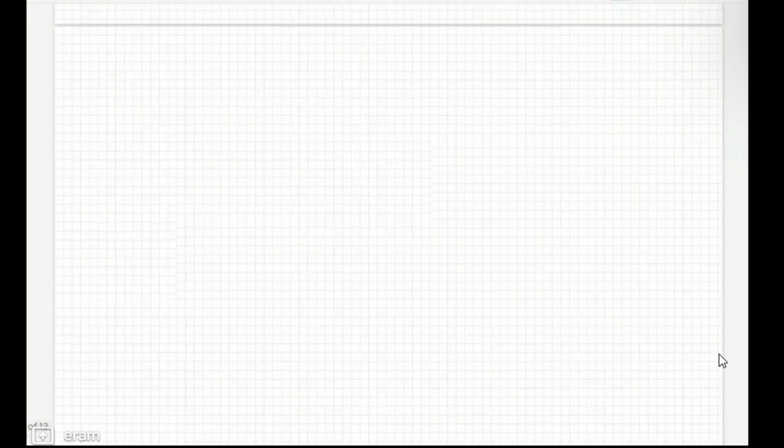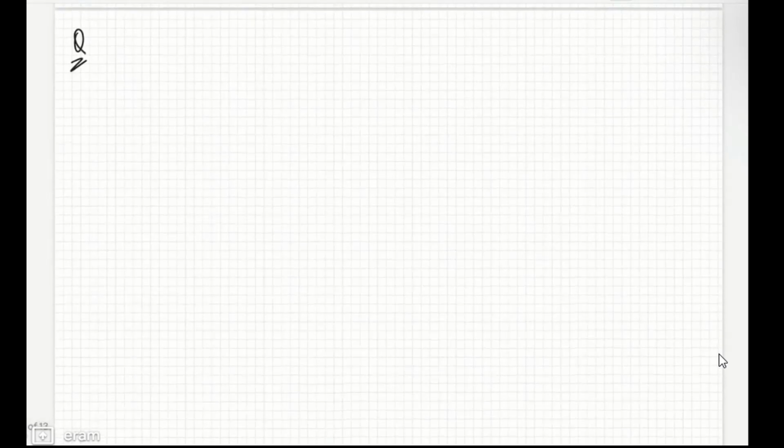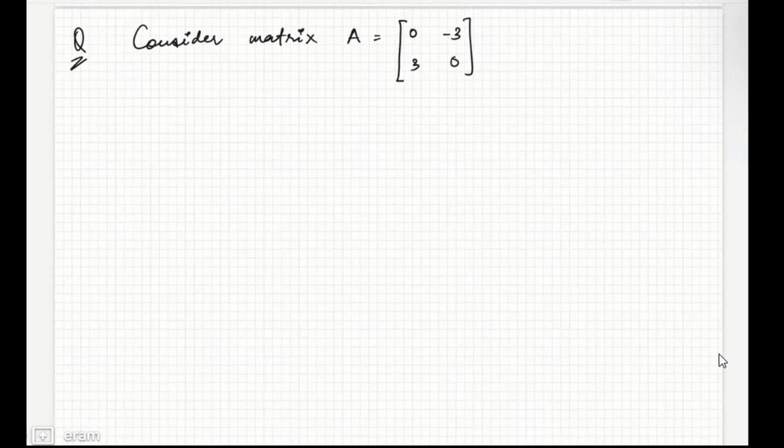Let's see another problem. Consider matrix A, which is given as 0 minus 3, 3 0. Find the exponential e to the power At. How to find this exponential?